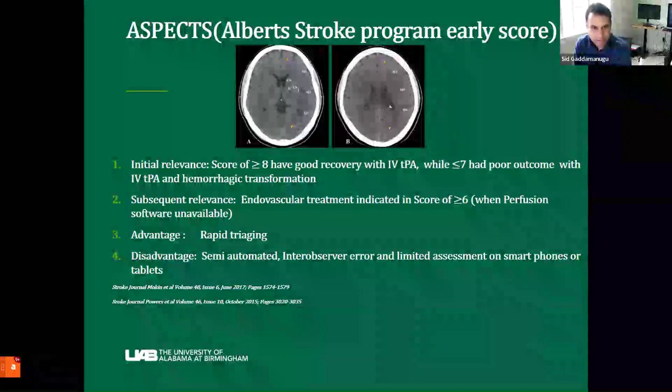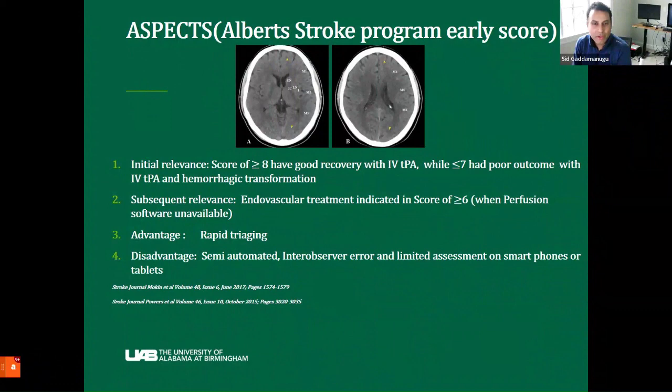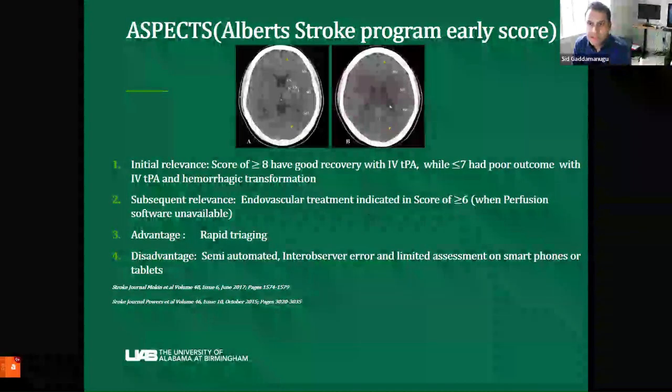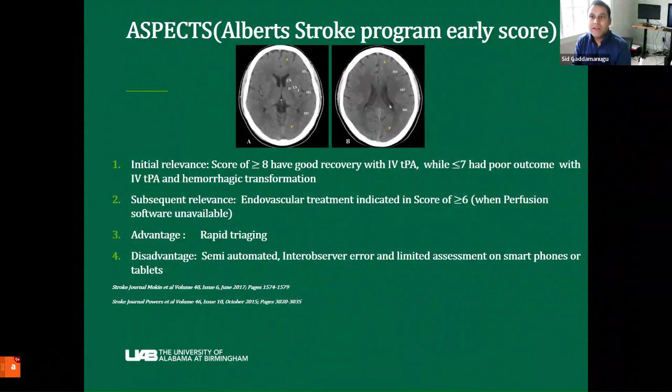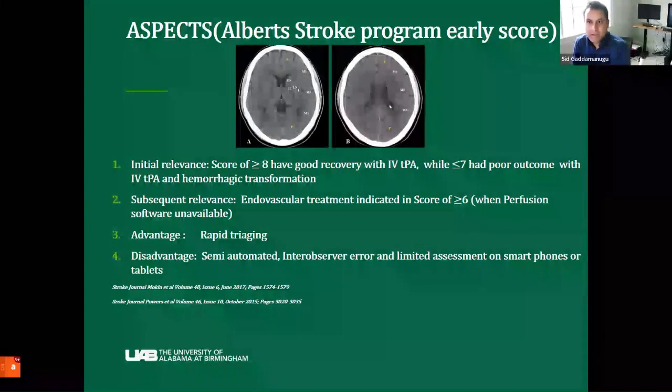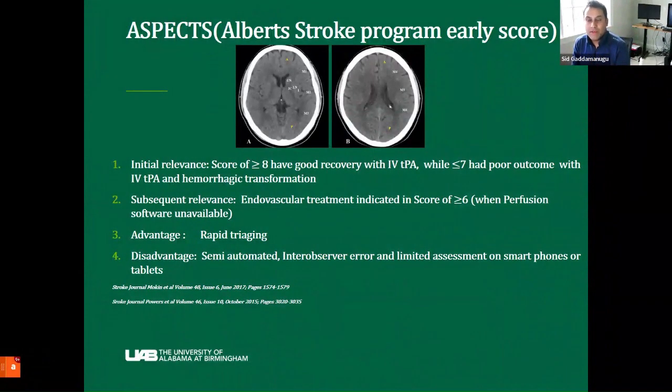However, the subsequent relevance is when you do a non-contrast CT, if the ASPECT score is greater than 6 and we don't have perfusion software, then endovascular treatment is indicated. For those patients who have an ASPECT score of less than 6, we typically don't do endovascular treatment. The whole goal of endovascular treatment is to look at the area of the brain involved. The less area of the brain involved, the more likely endovascular treatment would be of benefit. The greater the volume, endovascular treatment will not be of benefit.